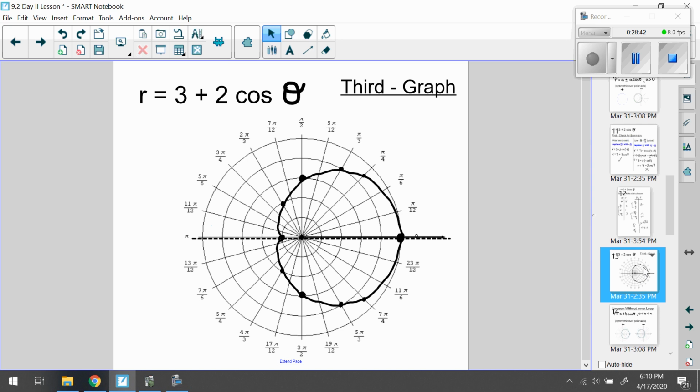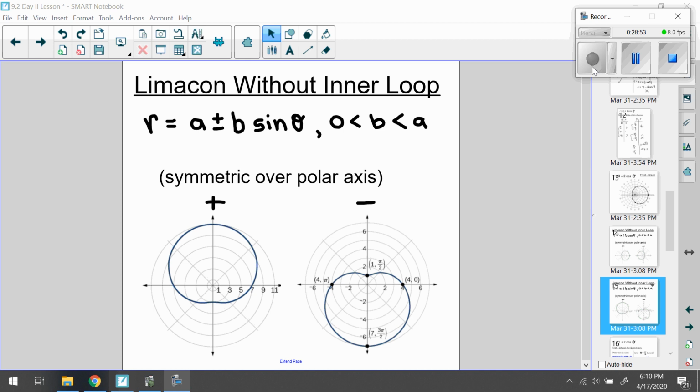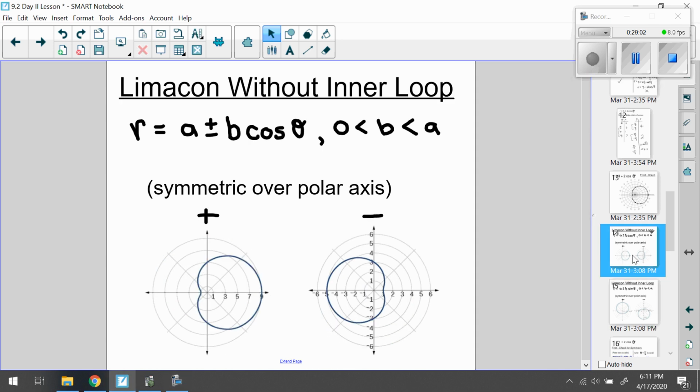If we reverse that, if the smaller number is in front and the larger number here, then we'll take a look and see what happens shortly. Just as with the cardioid, we can replace cosine with sine and we still get a limacon. The only difference, I'll scroll back and forth here, just like before with the cardioid, is if there's a cosine, the symmetry is going to be above and below the polar axis or the x-axis.